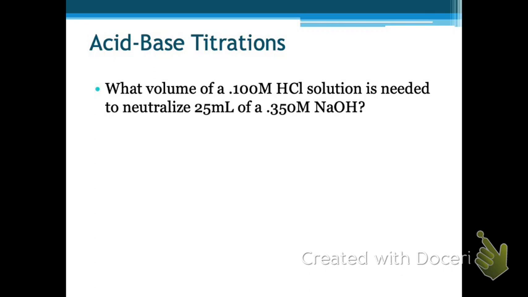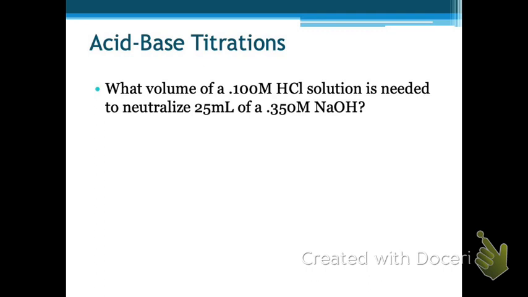All right, so when we look at acid and base titrations, we're looking at being able to completely neutralize our solutions. And so to do that, we've got to try to get them to be equal. And so we're going to just jump in with some practice here, okay? What volume of a 0.1 molar hydrochloric acid solution is needed to neutralize 25 milliliters of a 0.350 molar solution of NaOH?